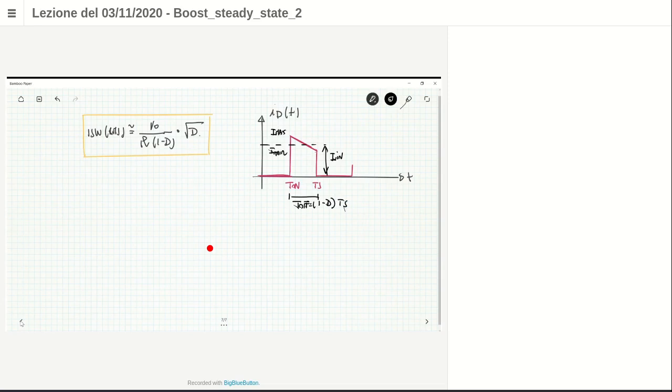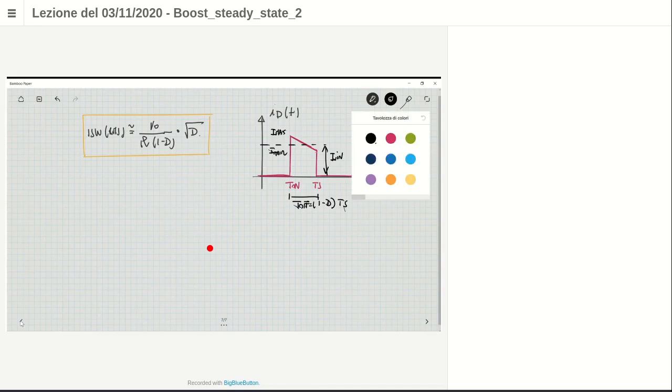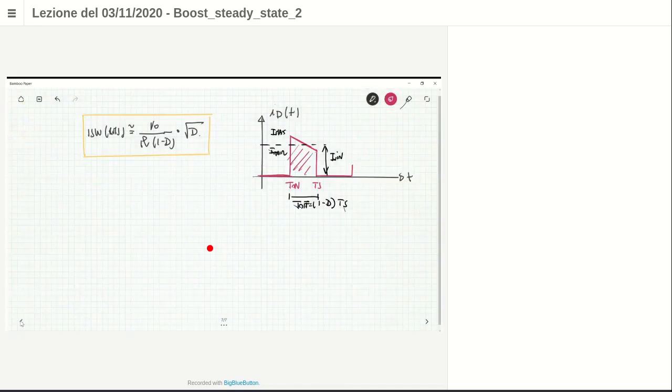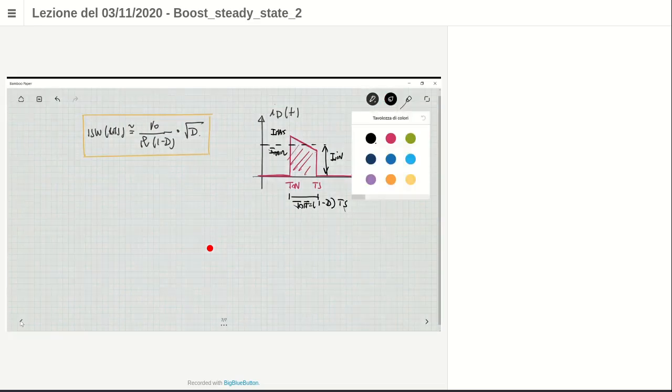What are the parameters that most interest the diode? The diode has a constant voltage, more or less the forward voltage drop when the diode is on, and so its production loss depends on the average current. Okay, so what is important is the average current, but in order to understand which is the average current, we have to evaluate this area, and then average this area over a period of Ts.